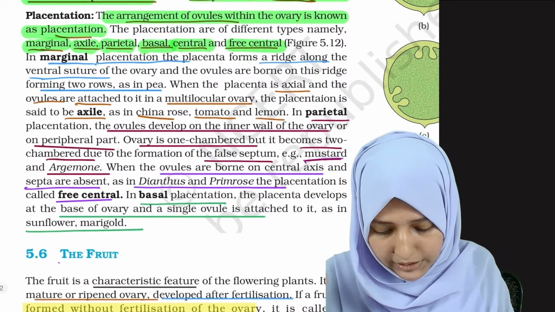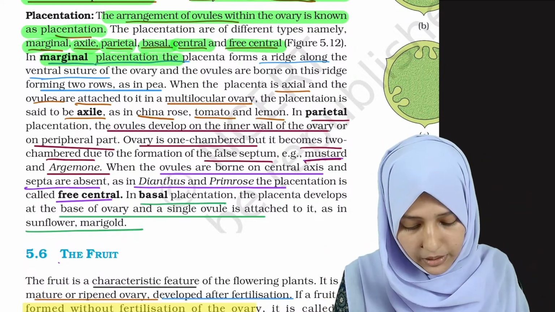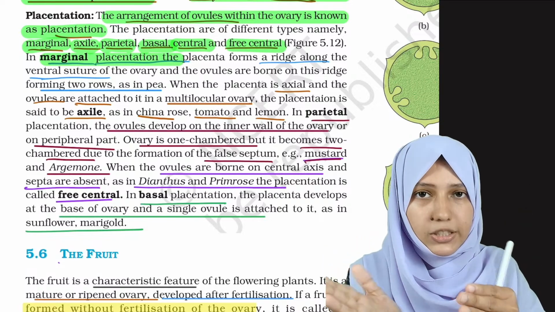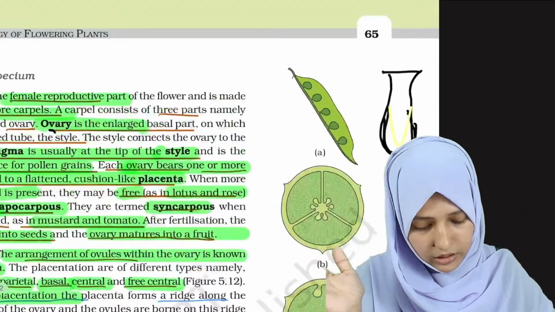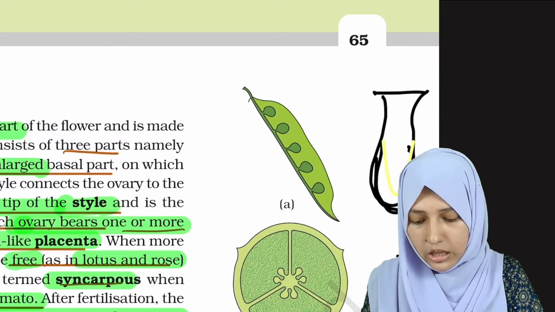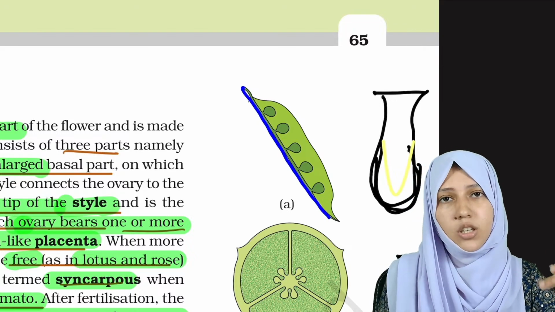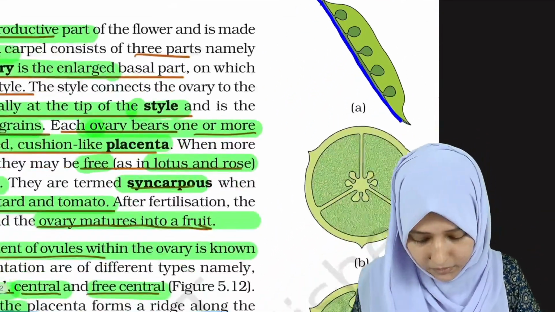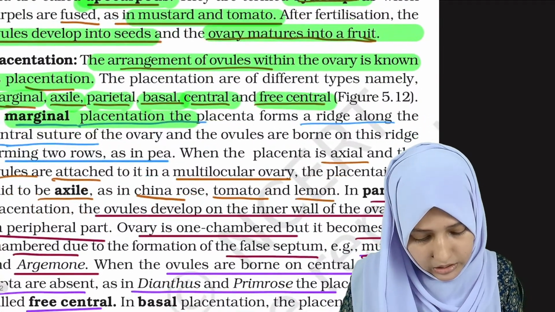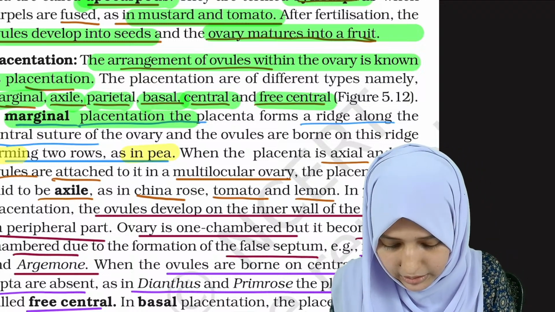Okay, so first, marginal placentation. What do you mean by marginal placentation? Marginal means in the placenta there will be a formation of a ridge. See the picture, the first picture, it is marginal placentation. The ovules are arranged on a ridge, on a margin. Clear? And where is it seen? It can be arranged in 2 rows.